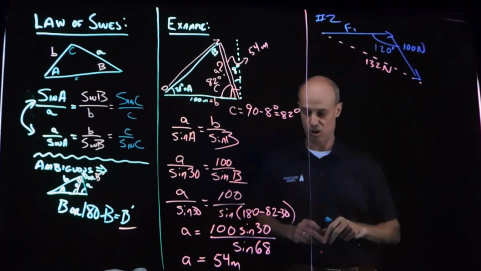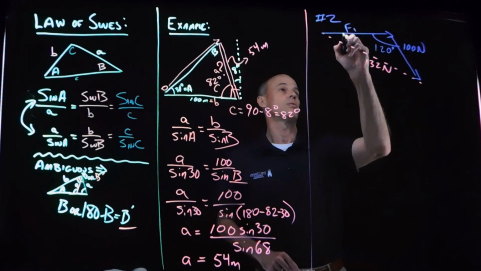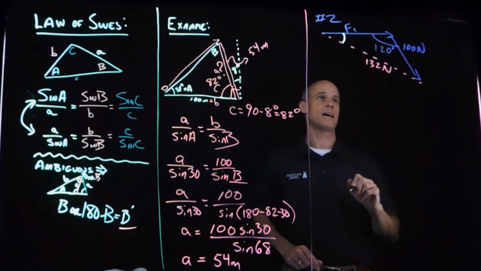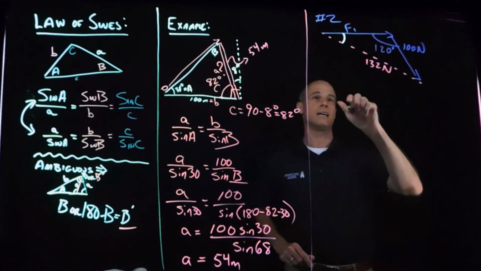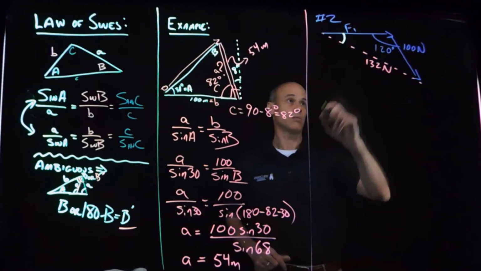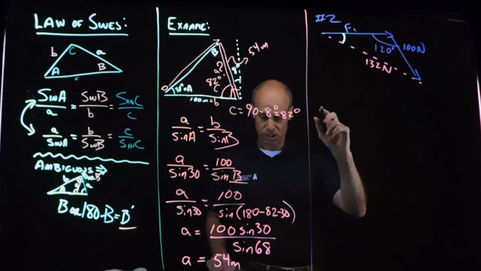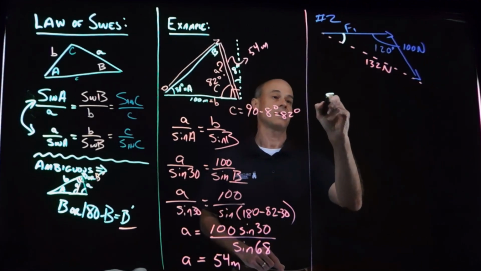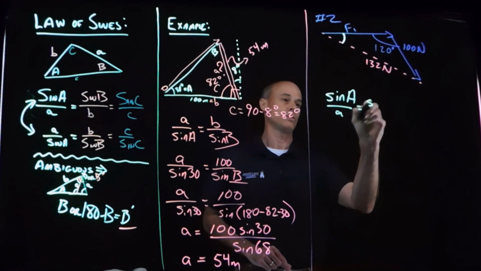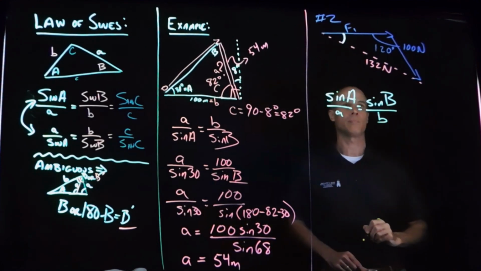And what we want to determine is what is the angle here that that resultant force is acting at. So we have these two forces acting on the same object, and we want to know the angle of the resultant force here. So we can go ahead and set this up, and now let's use the opposite one and say that the sine of A over A is equal to sine of B over B.